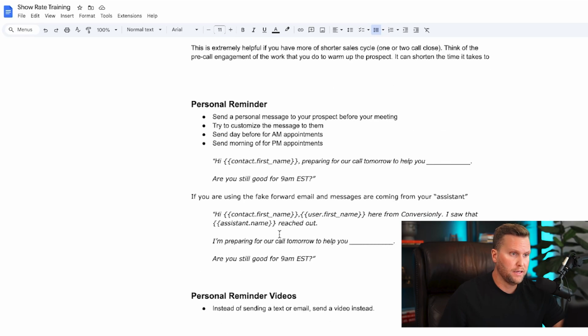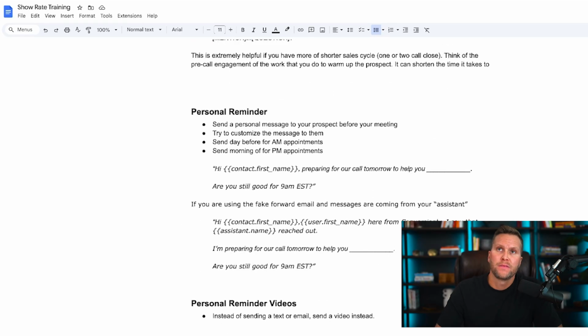The next thing that we're going to talk about is personal reminders. Now, I recommend that you do not try to automate your personal reminders, right? Obviously, we have the automated confirmations and the reminders that go out. They're labeled as automated. And what we want to do is try to send out messages. That first message is the same message that we found works the best: hey, did you get that appointment on your calendar? You can tweak that and try to find something that will engage them.